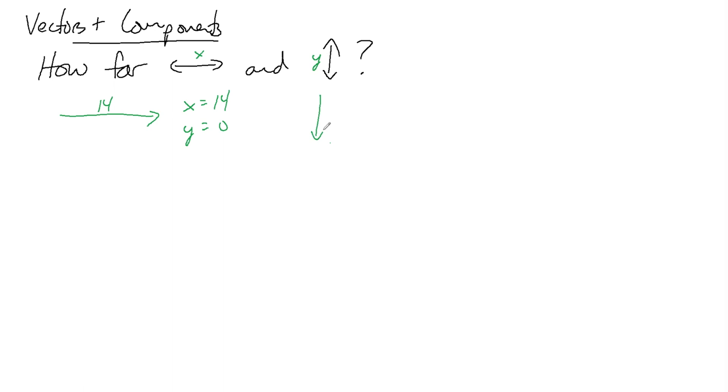What if you had something like this? Maybe it is 8 long. Well, the x component for that one, it's not going sideways at all. There's no sideways part to it, so the sideways part would be 0. And the y component would be 8. But it's not just 8 because it's going down. It would be negative 8. So that's about as easy as it gets. How far sideways, how far up and down, just that simple.